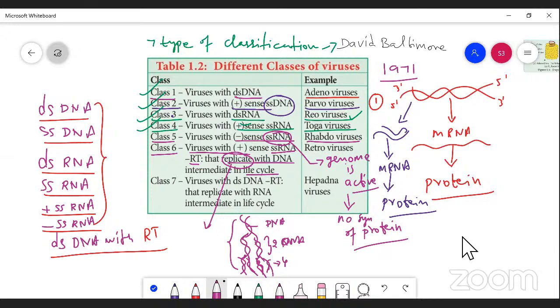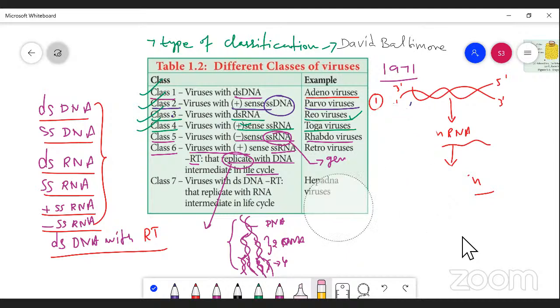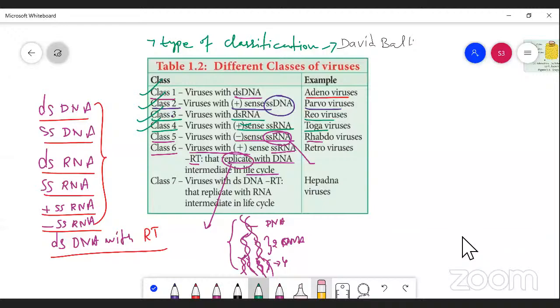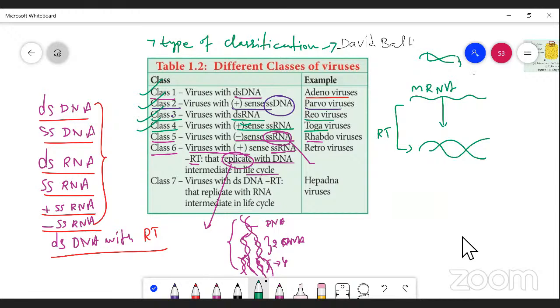For example, this class 6 virus has a positive sense single strand of RNA. The mRNA is a single strand of RNA. This single strand of RNA undergoes reverse transcription to form DNA. These DNA structures again replicate their own genomes. The genome is then converted to form mRNA, and this mRNA produces proteins because it is positive sense. That reverse transcription process replicates with DNA as an intermediate in the life cycle.